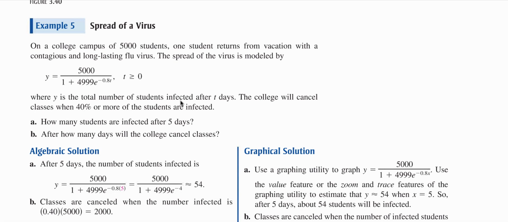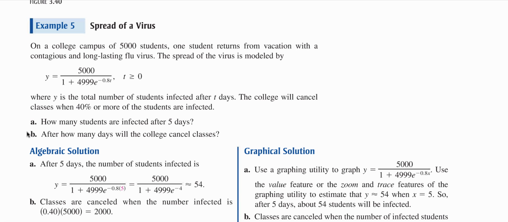Let's look at example 5, the spread of a virus. On a college campus of 5,000 students, one student returns from vacation with a contagious and long-lasting flu virus. The spread of the virus is modeled by the following formula, where time t must be greater than or equal to 0, but that makes sense. Where y is the total number of students infected after t days, the college will cancel classes when 40% or more of the students are infected.